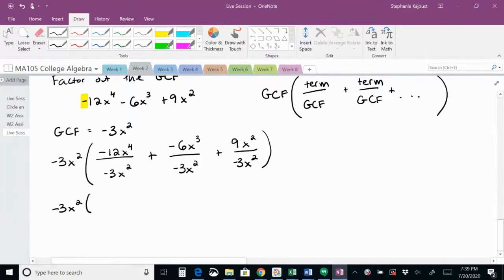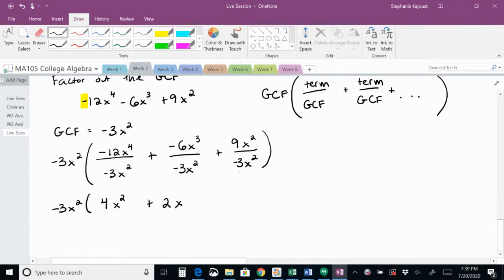So with the numbers you just divide, so negative 12 divided by negative 3 is a positive 4, and then you subtract the exponents, top to bottom. So 4 minus 2 is 2, so that's going to be x squared. Then I have a negative 6 divided by negative 3, so that's a positive 2. And then you subtract the exponents. 3 minus 2 is 1, so that gives me an x.